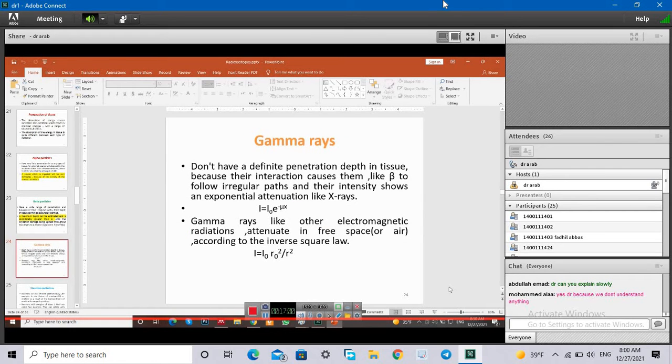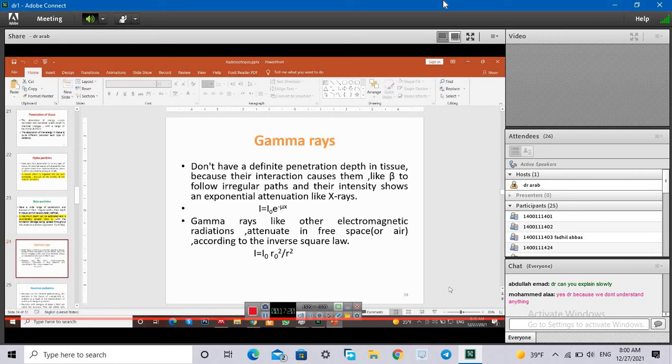But we can conclude the penetration rate of beta particles is much higher than the alpha particle. After that, we are facing a gamma ray. As far as you remember, I said gamma ray is not a particle, so it has no mass and no charge, and its interaction with the target is completely different.